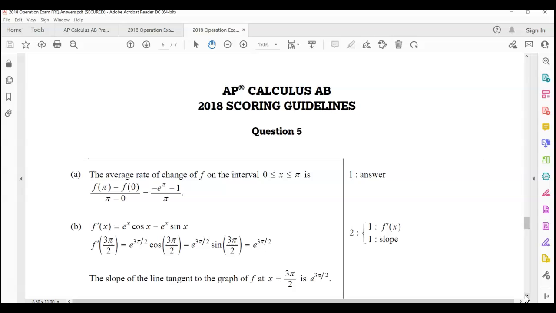Why negative 1? It says find the average rate of change. So you're plugging in f of pi. So the cosine of pi is negative 1. Son of a gun. That's gonna mess everything up. e to the x times negative sine x plus cosine x e to the x. I got negative e to... how did I mess that up? Probably because I lost my negative somewhere again.